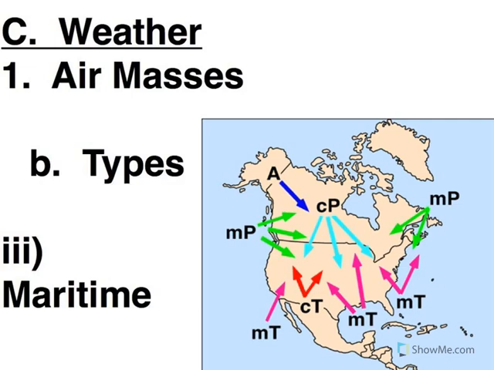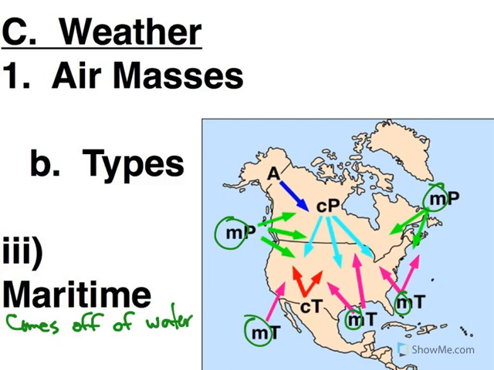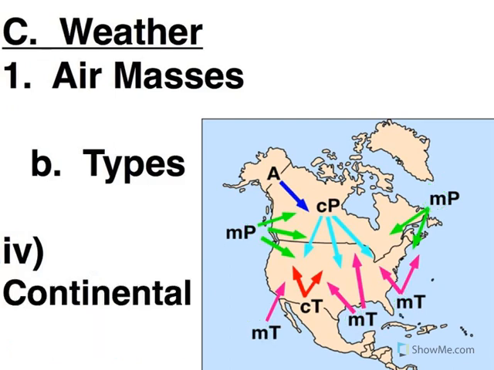What about humidity? Well, maritime, which you see with the little M's, is coming off of water. So this is going to have a higher humidity. And similarly, continental, C, is from land, so that has a lower humidity.